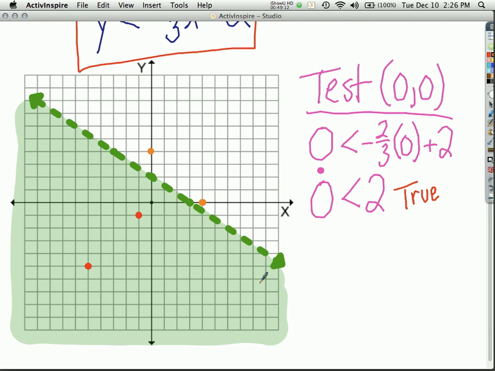What should happen if I plug those coordinates into the inequality? What should happen? Caleb? It shouldn't be true. It should become a false statement. And that's correct. Any point in this region here, anything, anywhere over here, will make this false. Anything here will make it true. Does anyone have any questions about that? Comments or concerns?